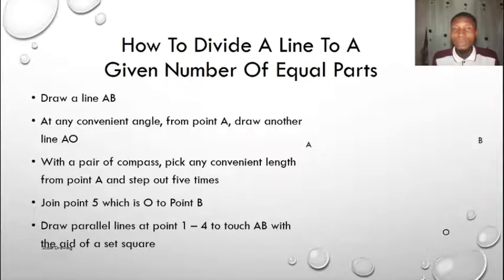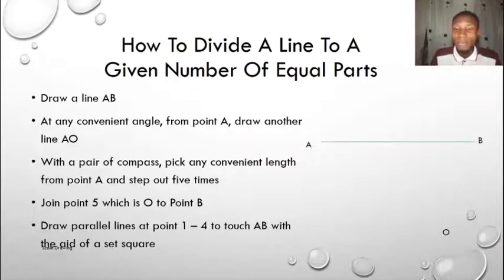So the lines you're going to be drawing now are going to be parallel to the line OB, and they're all parallel lines to themselves as well. If you do that, then you should have successfully divided the line AB into 5 equal parts. So let's see a little illustration of that.